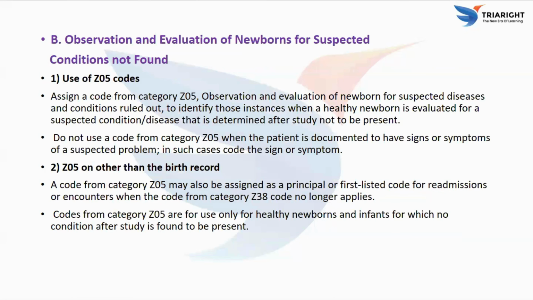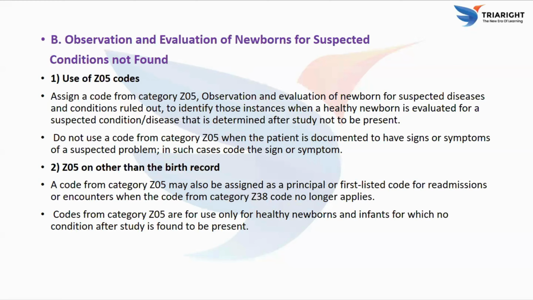So next is observation and evaluation of newborns for suspected conditions not found. Z05 codes are used only for newborns who are suspected to have a condition, but after tests or examination, the condition is found to be not present. So think of Z05 as baby checked, but nothing wrong. So what is the use of Z05 codes? When to assign a Z05 code?